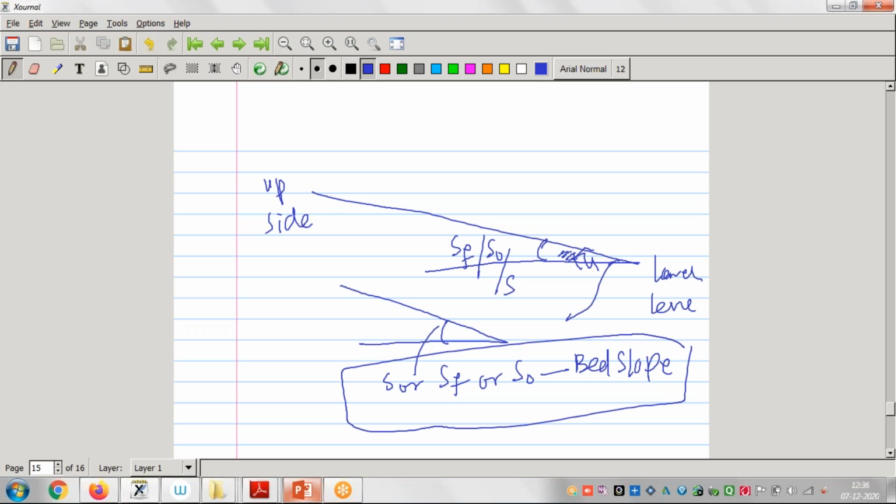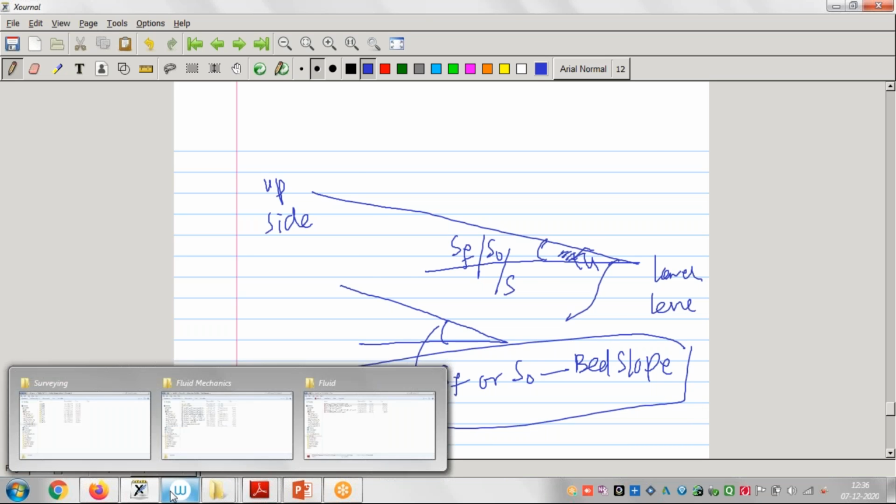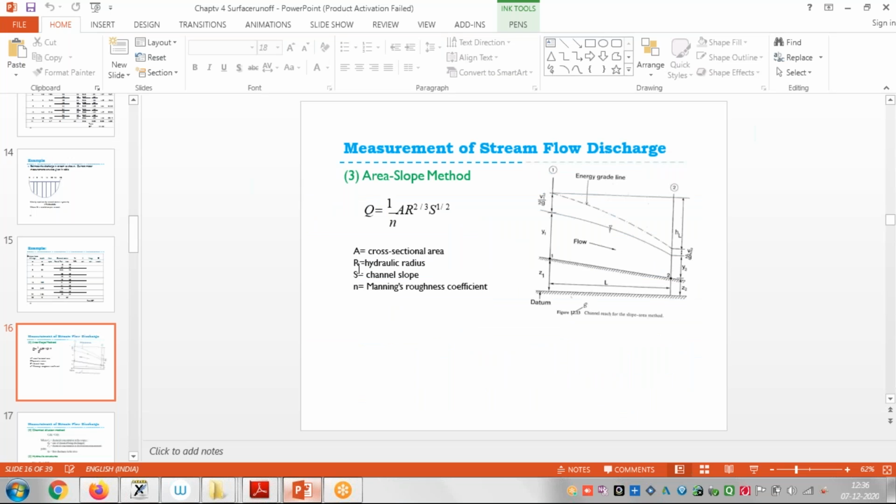Now, once we know everything, we can calculate the discharge. Now, what about the N value? What is this N? This N is Manning's roughness coefficient. Means what?